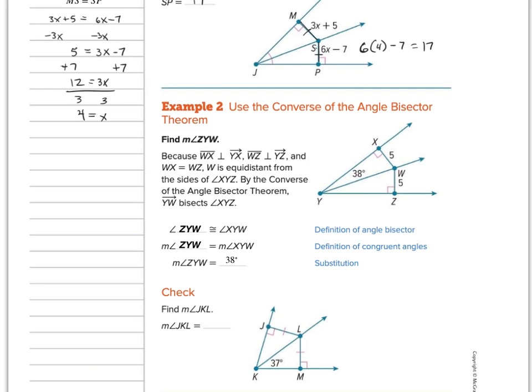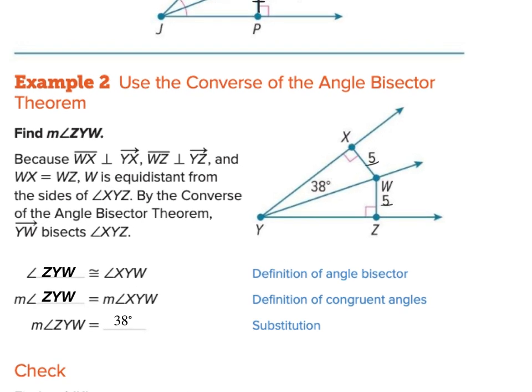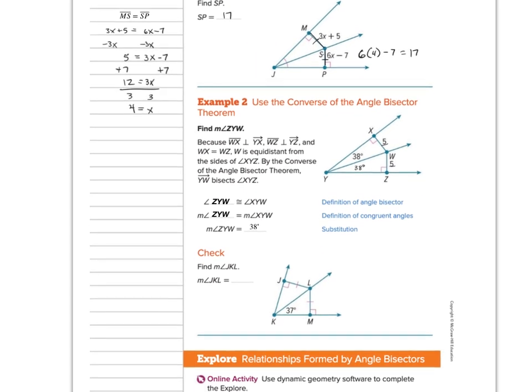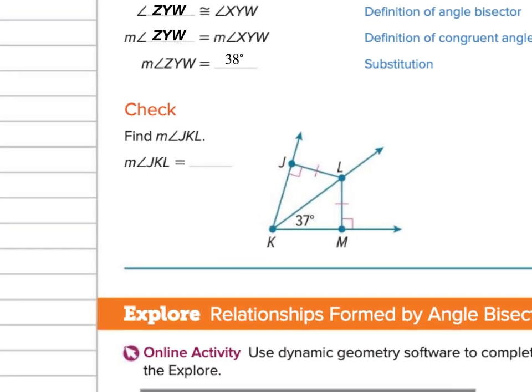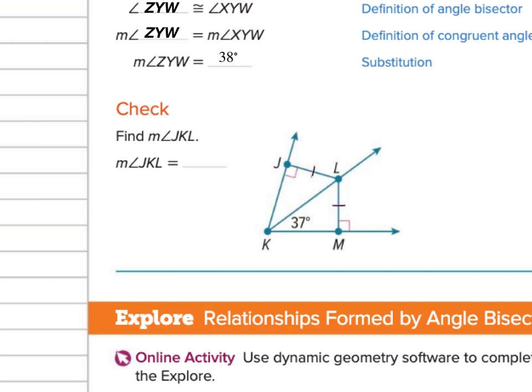Using the converse, again, if points are equidistant, then we are on an angle bisector. So if those segments are equidistant, the same length, that means W is equidistant from both X and Z. That means we have an angle bisector, so this angle right here is also 38 degrees. So just understanding that relationship. So here, again, we have a point that is equidistant from the sides of an angle. That means this is an angle bisector. And then JKL should also be 37 degrees using the definitions. Okay.